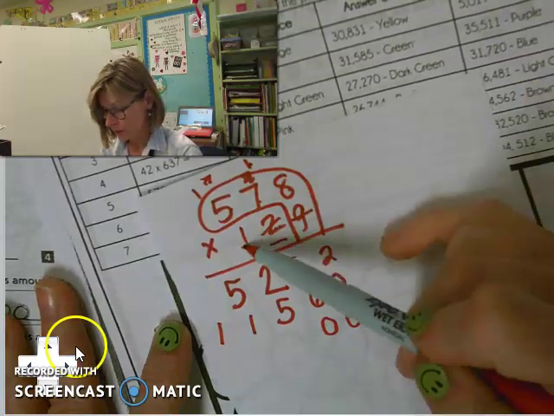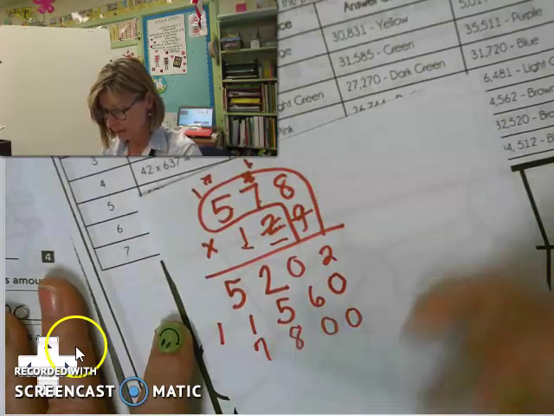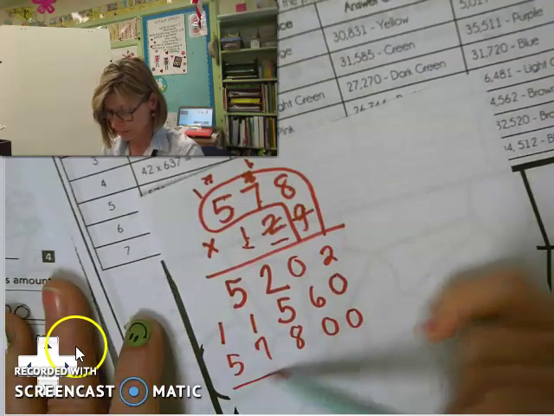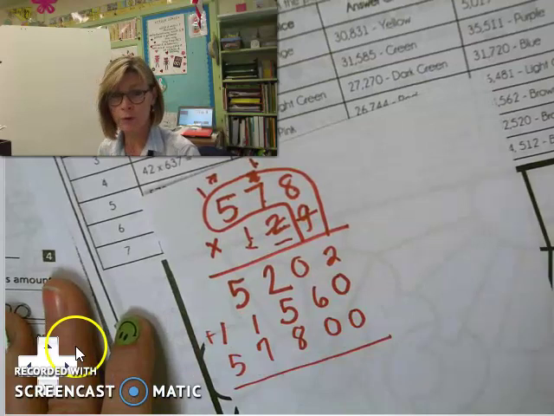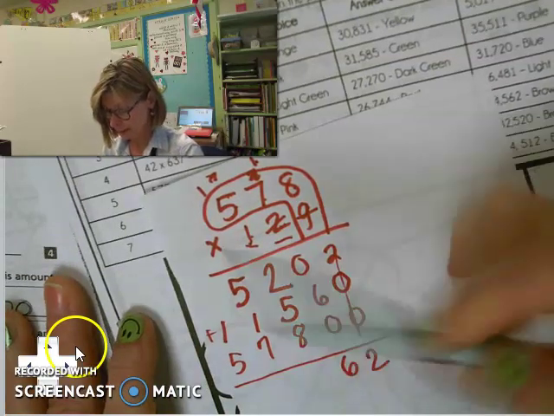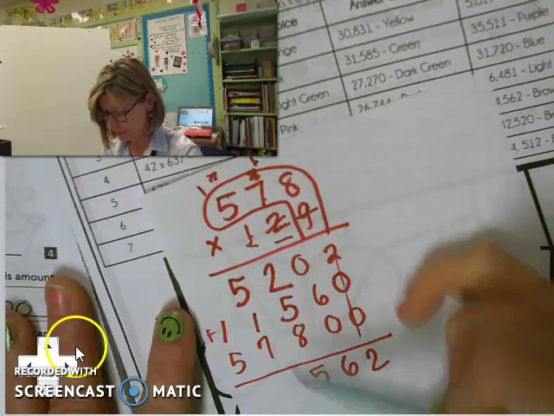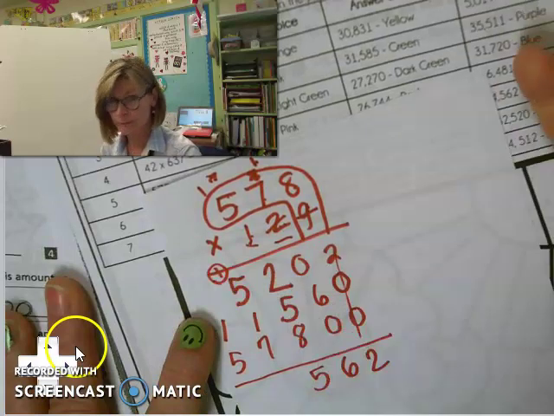Alright, I'm ready to multiply. 1 times 8 is 8. 1 times 7 is 7. And 1 times 5 is 5. Okay, so now I have 3 partial products that I need to add up. 2, 6, 8 plus 2 is 10, plus 5 is 15. Gotta love that commutative property.